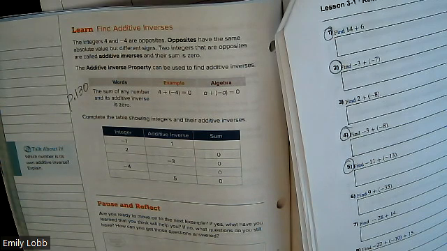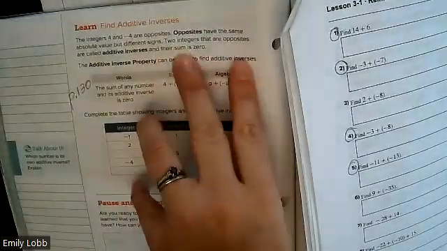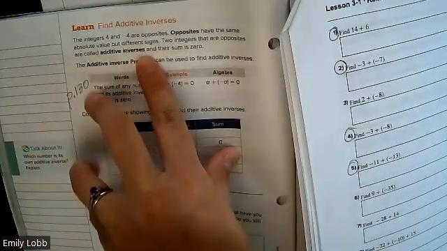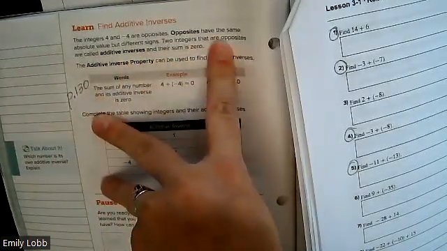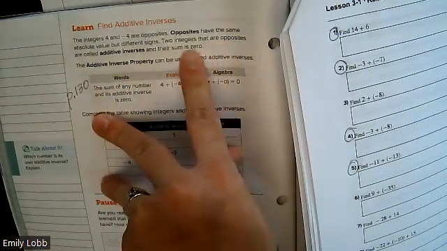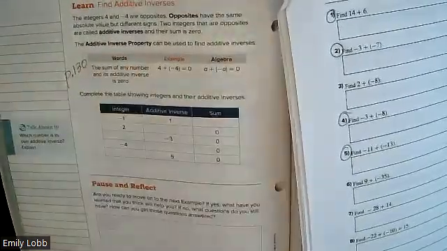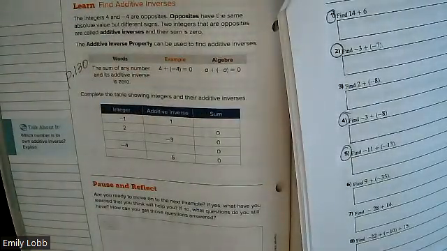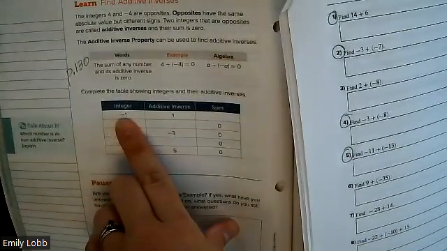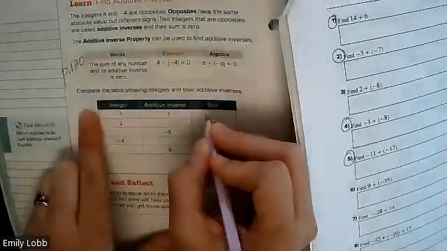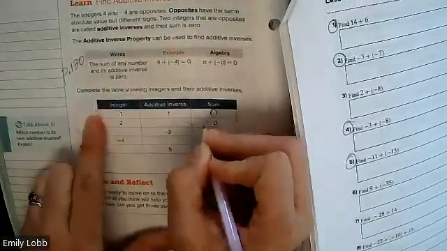All right, the integers 4 and -4 are opposites. Opposites have the same absolute value, but different signs. So two integers that are opposites are called additive inverses. These two, when added together, their sum is 0. So we can use the additive inverse property to find additive inverses. If the integer is -1, the additive inverse is 1. If we add them together, we get 0.